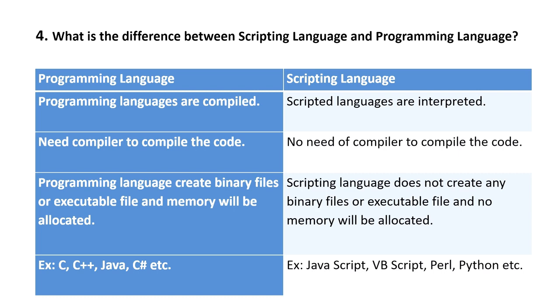Scripting languages are interpreted. There is no need of a compiler to compile the code. A scripting language does not create any binary files or executable files and no memory will be allocated. Examples of scripting languages are JavaScript, VBScript, Perl, Python, etc.